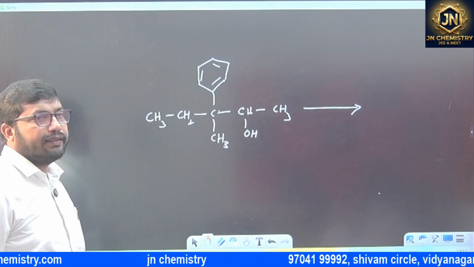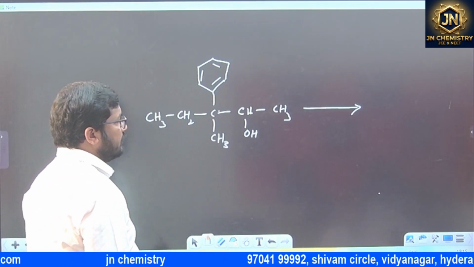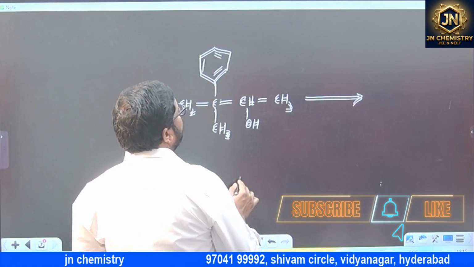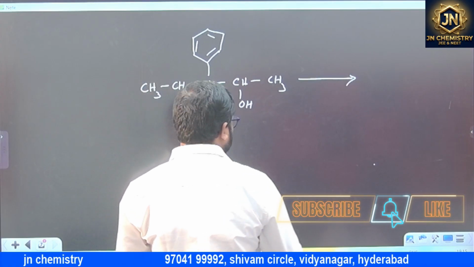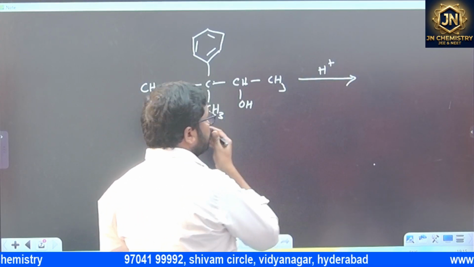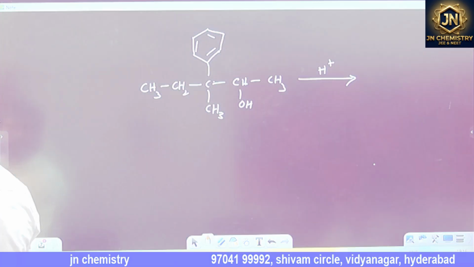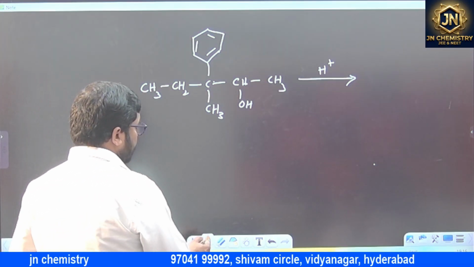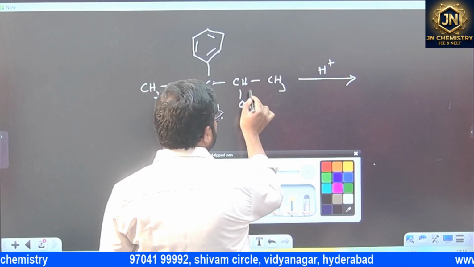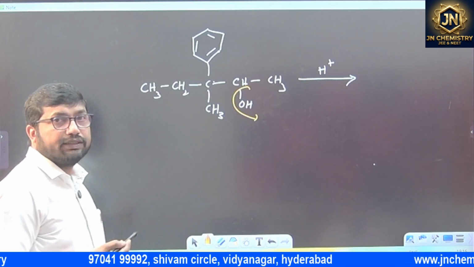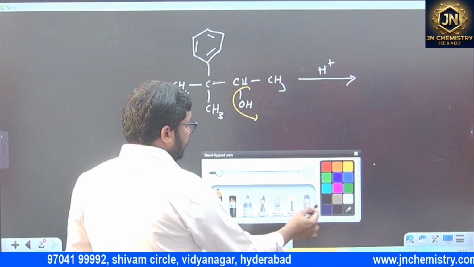In this case, write the major and minor products. Only an alkene is forming, so let me know the major and minor. First the OH is going out, right? First this OH is going out. What exactly happens?